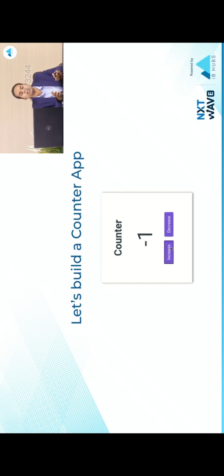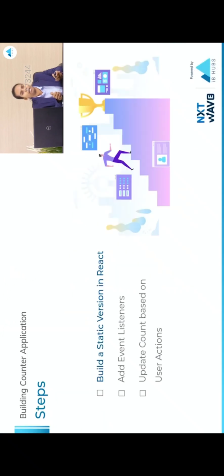Let's understand the steps involved in building a counter application. The first step is building the static version in React: the heading, the buttons, the text, the count text. Building that static version in React is the first step. Then the second step is adding event listeners to the buttons. We have an increase button and a decrease button, right? So we need to add event listeners to these buttons. That is the second step.